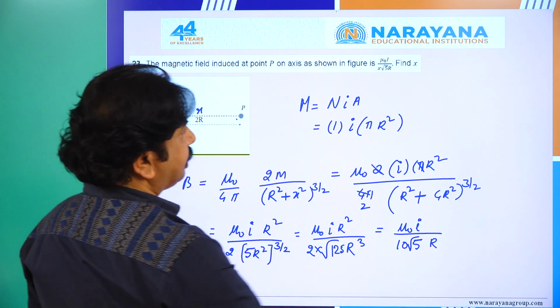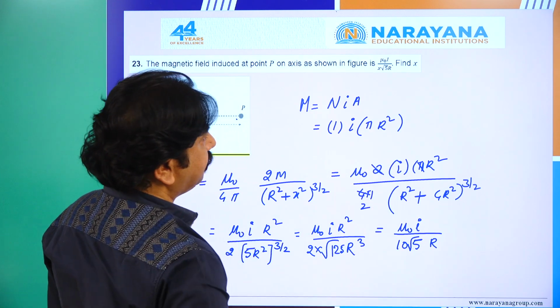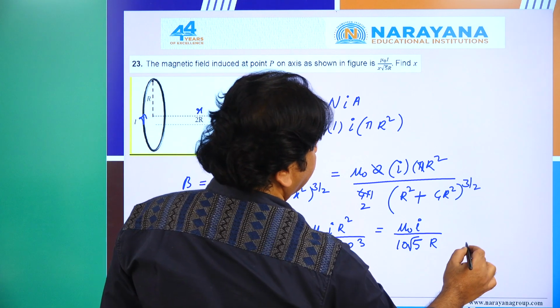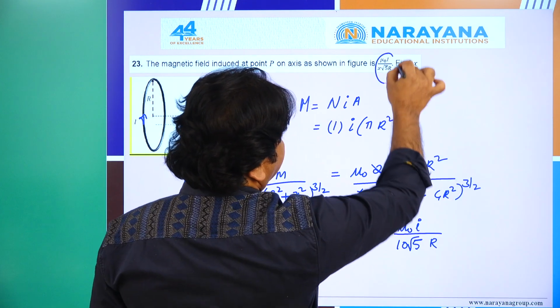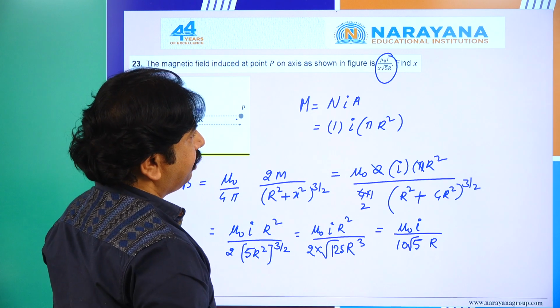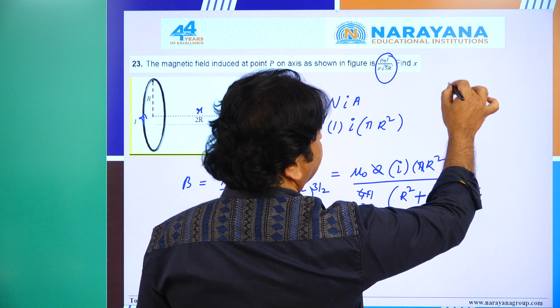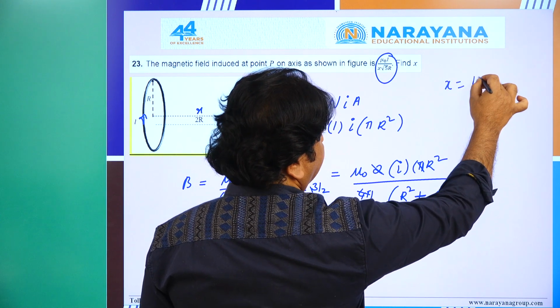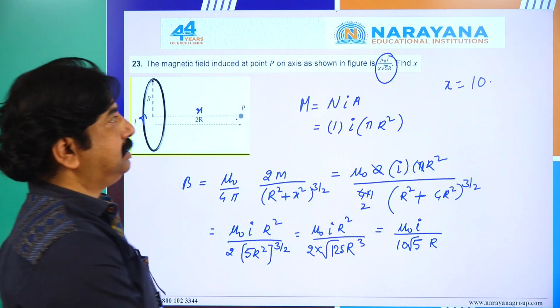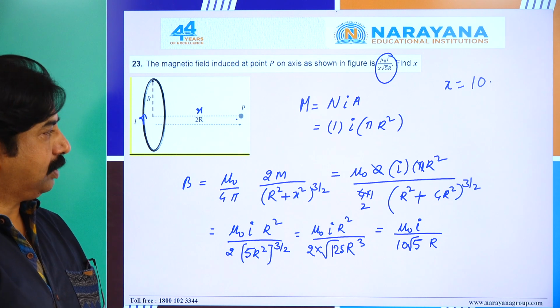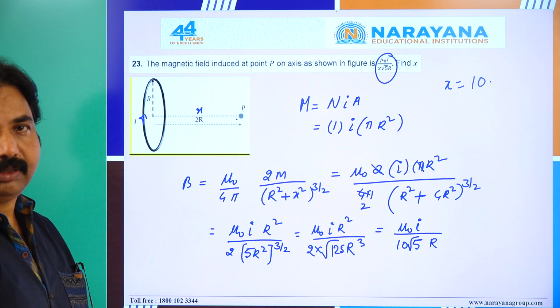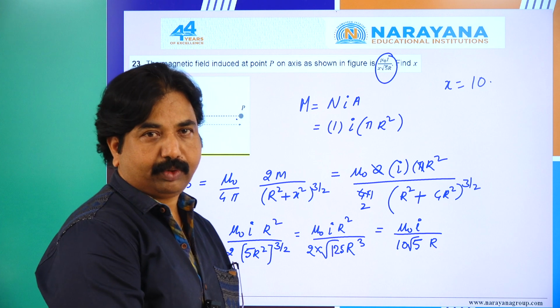When compared with the given answer, mu naught I by x root 5 into r, therefore x is equal to 10. So 10 is the answer for this question. It is a direct application of the direct formula only. Okay, thank you.